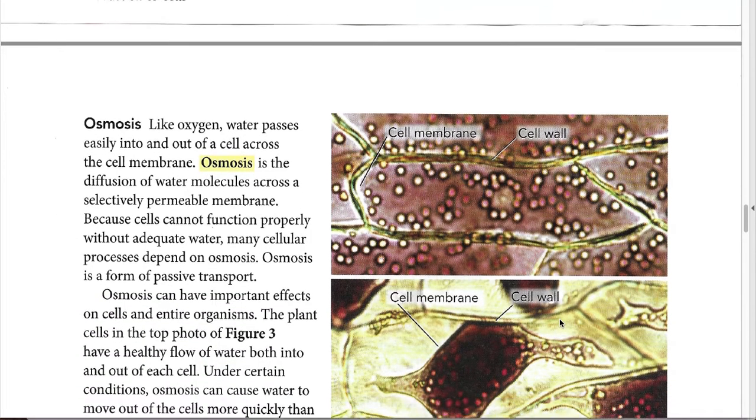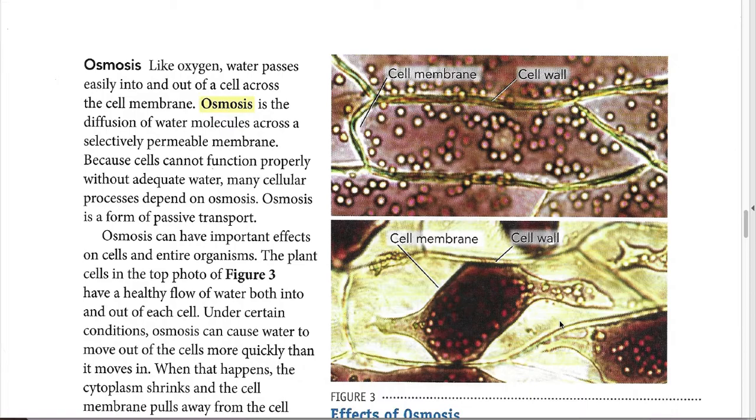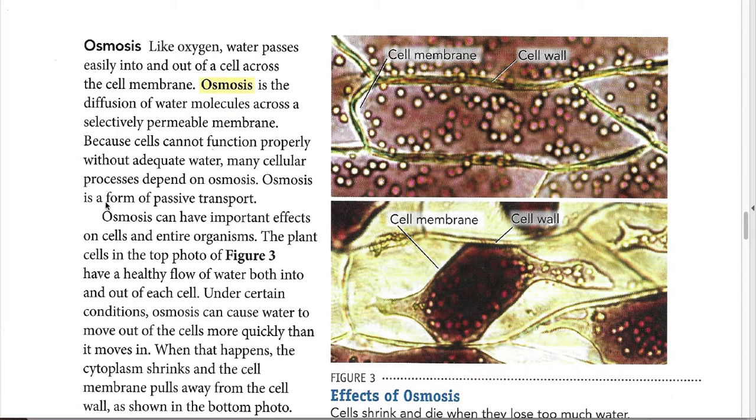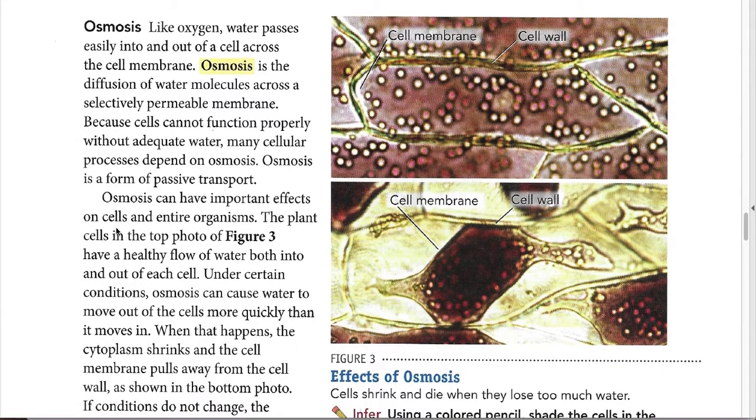Osmosis. Like oxygen, water passes easily into and out of the cell across the cell membrane. Osmosis is diffusion of water molecules across a selectively permeable membrane. Because cells cannot function properly without adequate water, many cellular processes depend on osmosis. Osmosis is a form of passive transport. Osmosis can have important effects on cells and entire organisms.